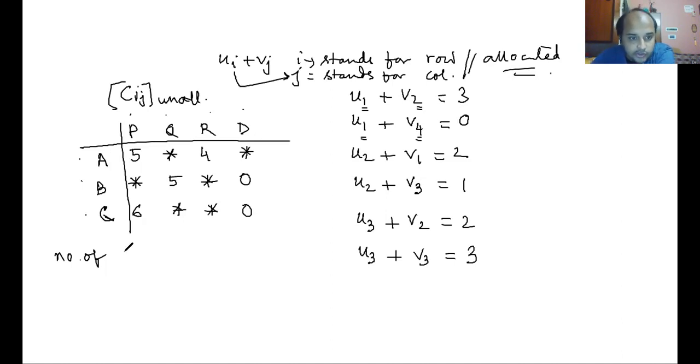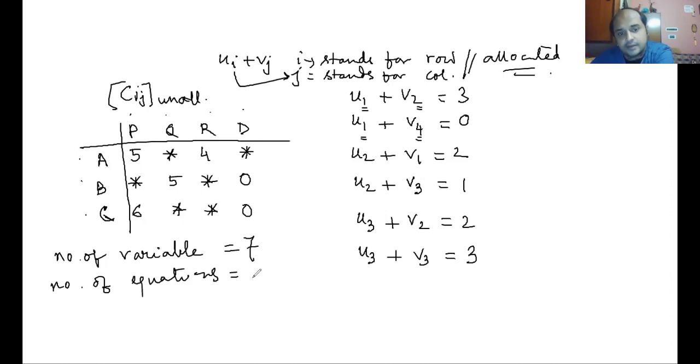Star is for unallocated cells. So number of variables here is 7, and number of equations here is 6. So independent choice is 1. That is because 7 minus 6 equals 1.